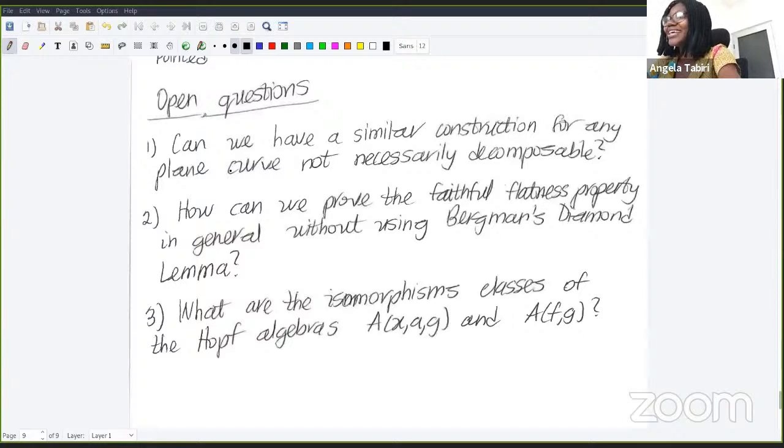So now, instead of constructing this for decomposable plane curves, can we do this in general for any curve which even has mixed terms?